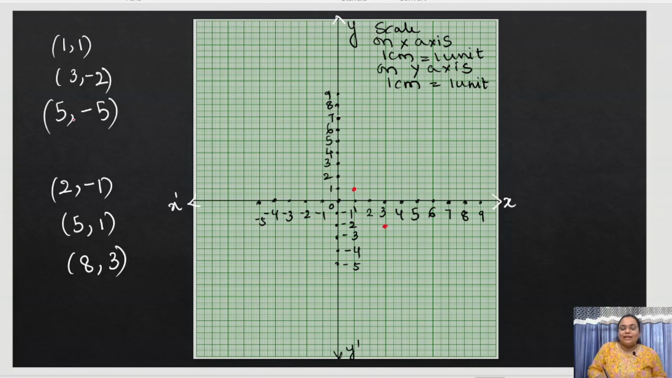Okay. And the next one is 5 and minus 5. 5 on the x-axis, minus 5 on the y-axis, which is this one. Okay. Now let us join these points.